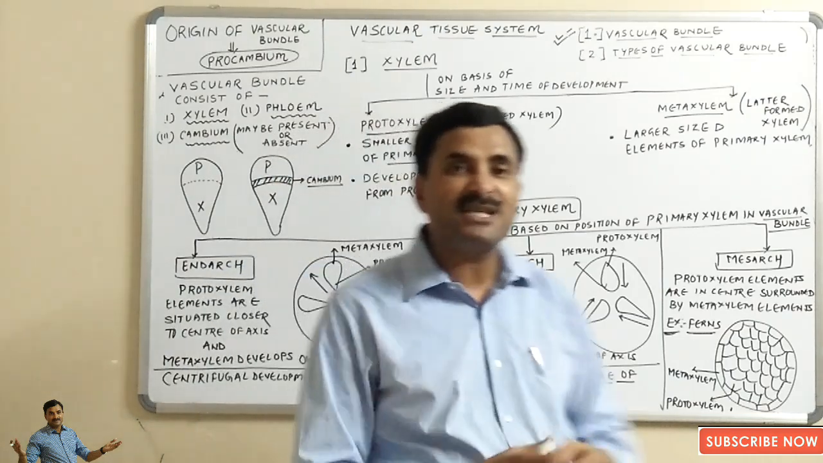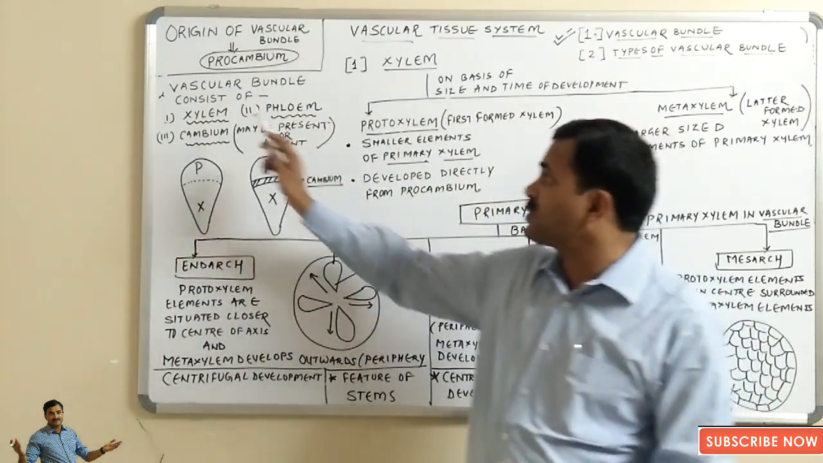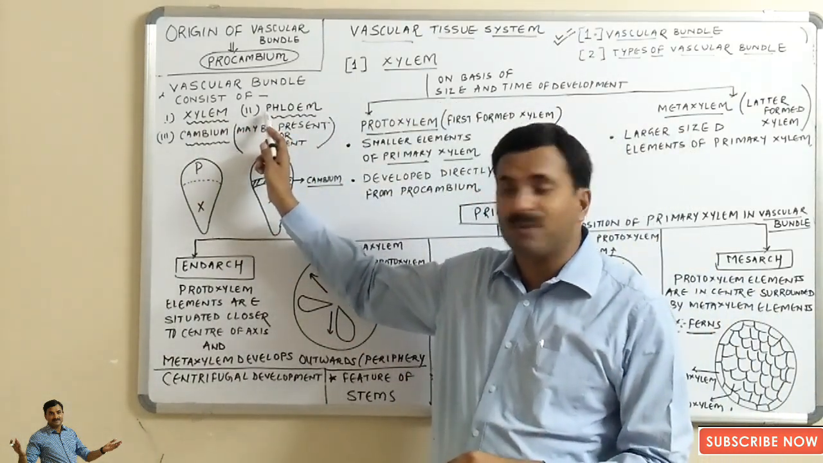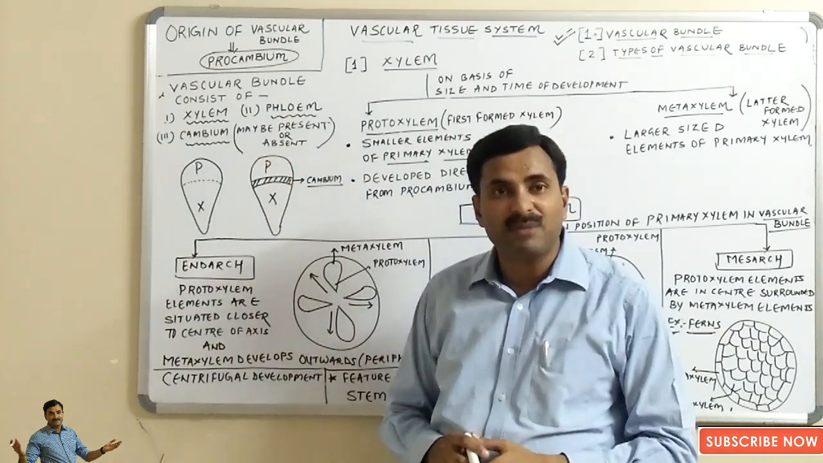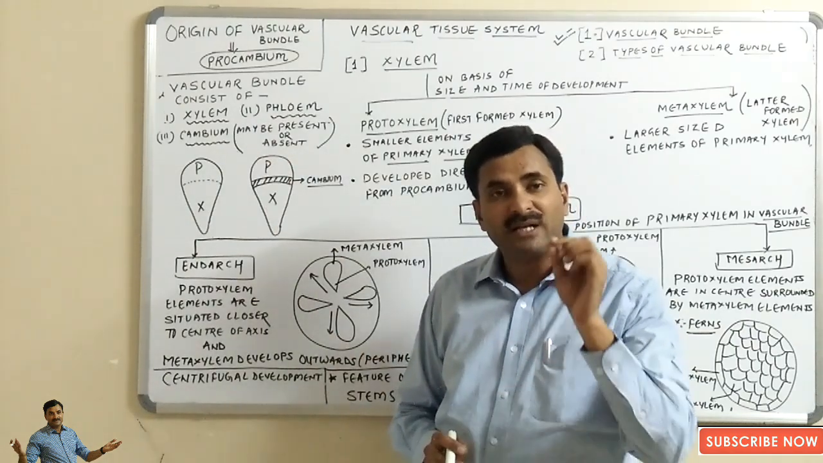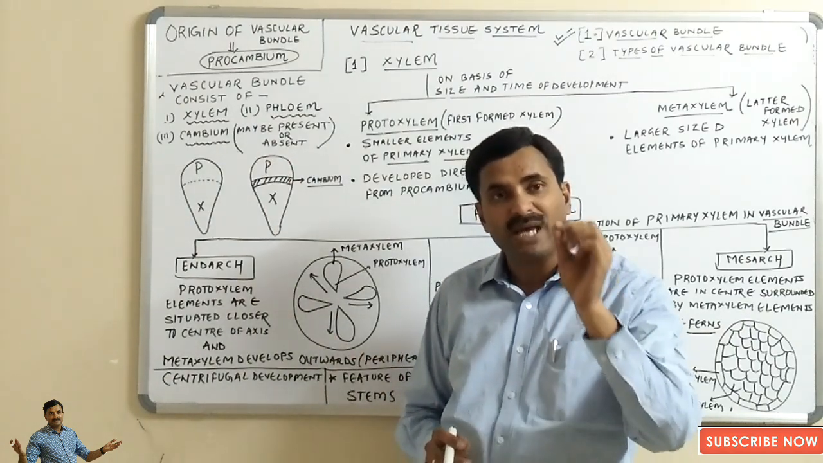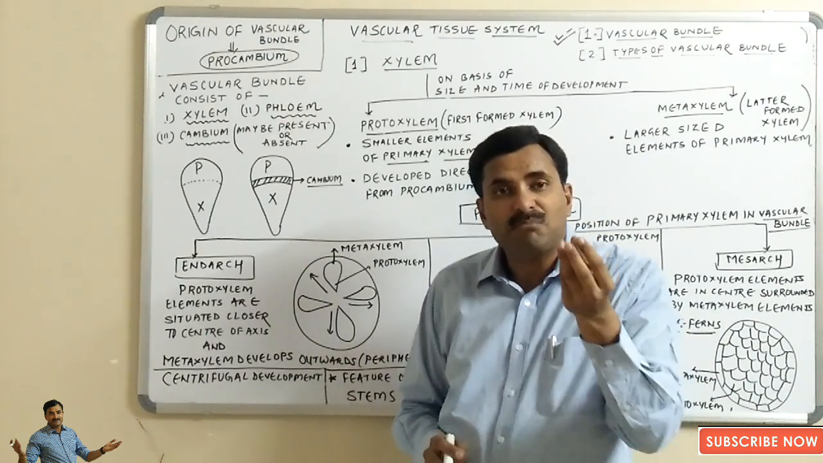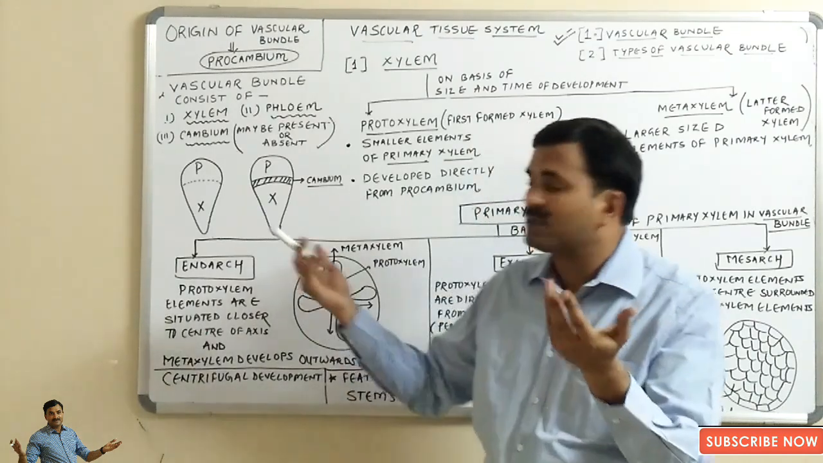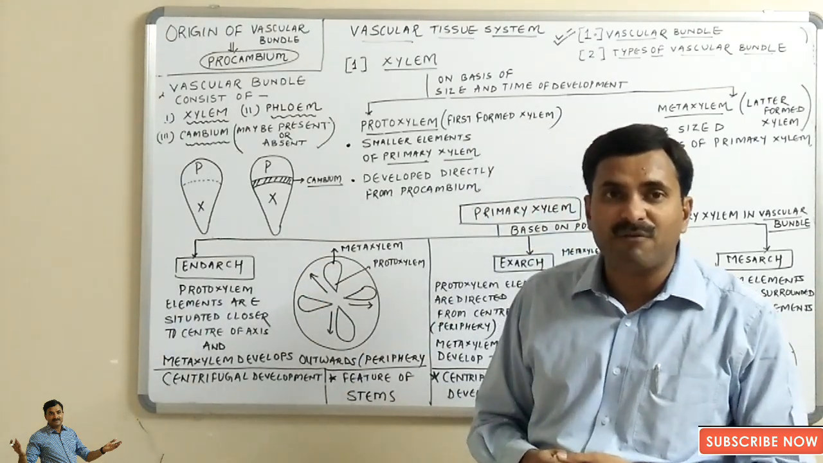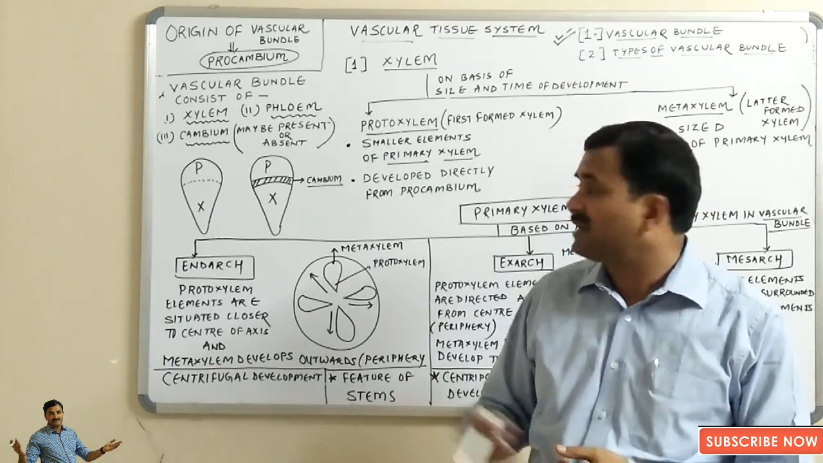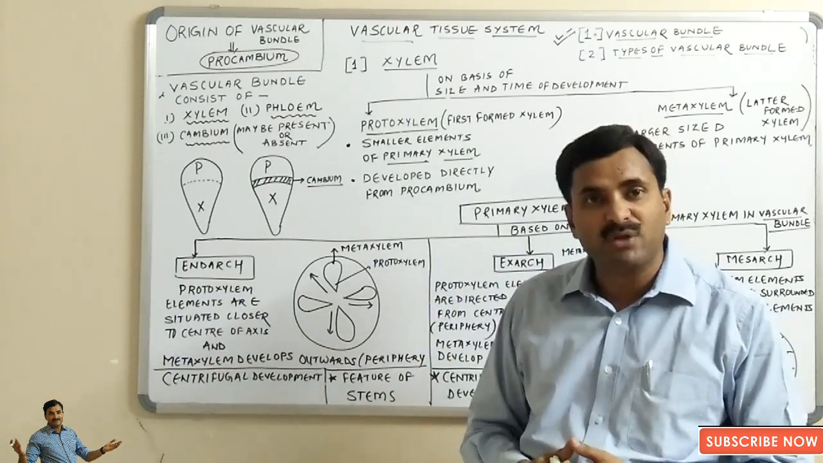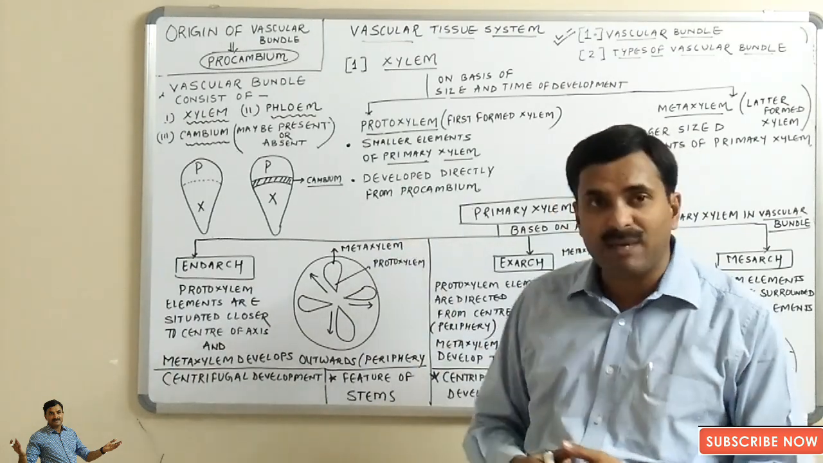A vascular bundle consists of three components. One is known as the xylem, another is known as the phloem, and the third one is known as the cambium. But it's not necessary that a vascular bundle will always have the cambium. Cambium may be present in a vascular bundle or cambium may be absent in a vascular bundle. So we can say that the vascular bundle consists of three components: xylem, phloem and the cambium.